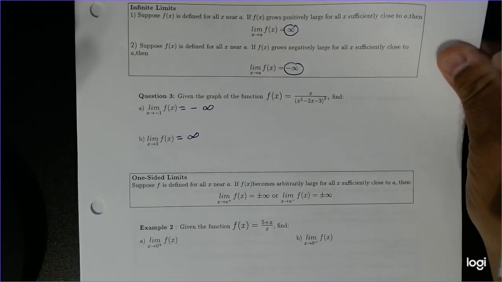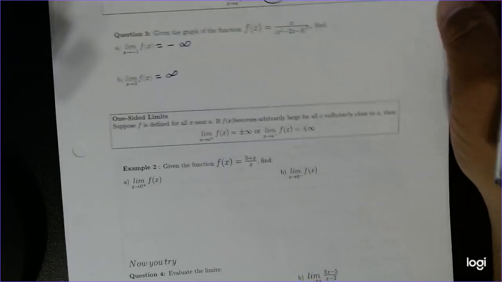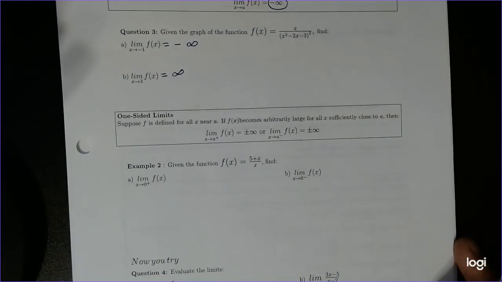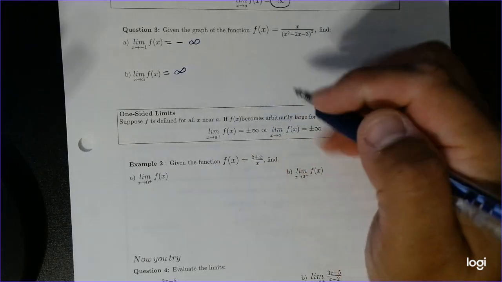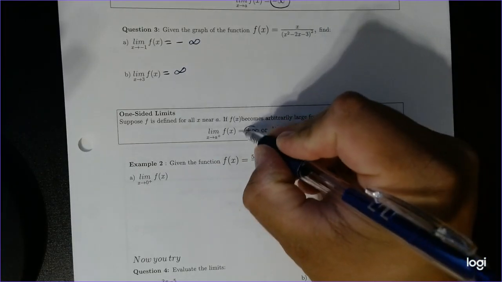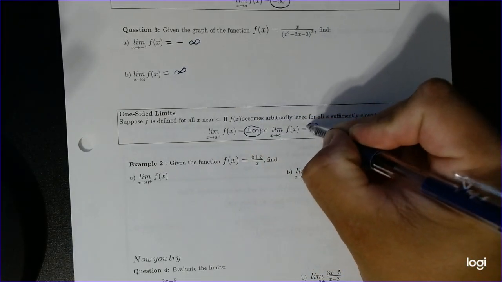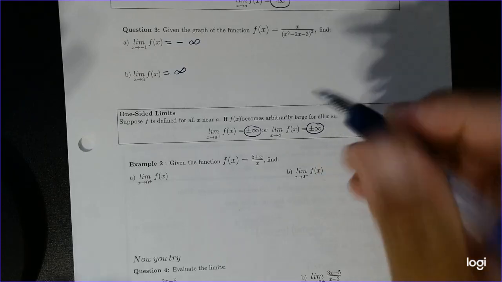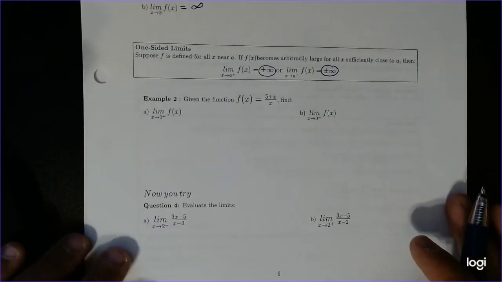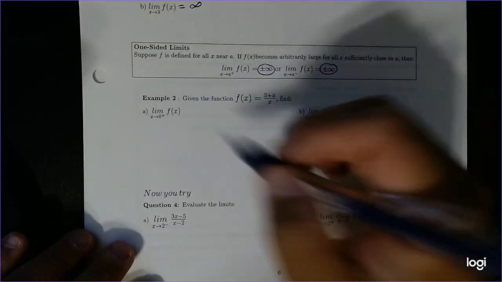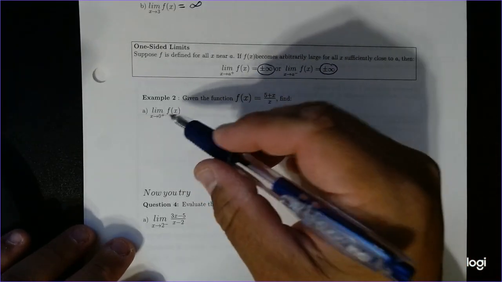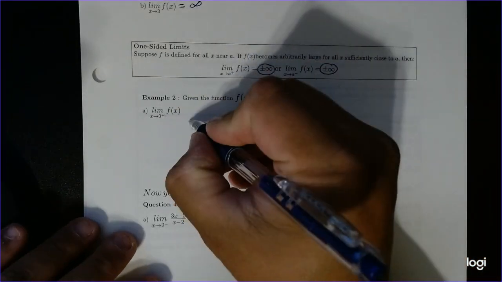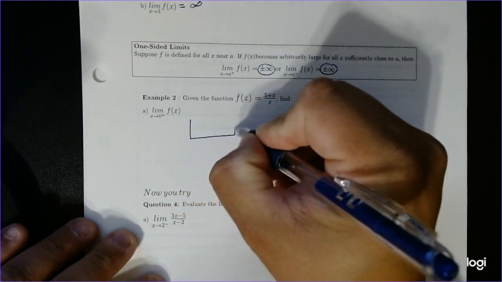So let's go back to this one-sided stuff. Now, one-sided limits will always have an answer. So when it comes to one-sided limits, we can have an actual number, or we can have plus or minus infinity, depending on the situation. Okay? So if we look at example 2 here, and we want to find the limit on the plus and minus portion. Usually, because we only want the right side or the left side, I only have to do one side of our box.